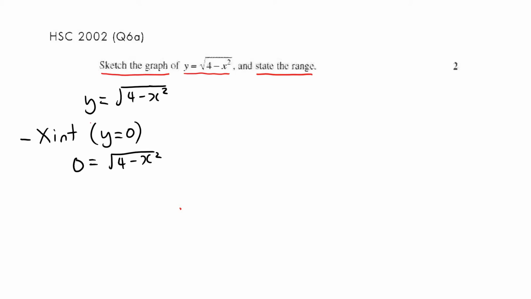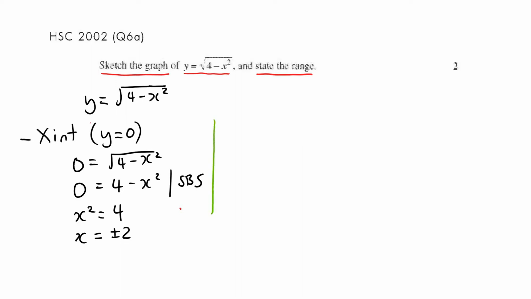So what I'm going to do is square both sides. Just write SBS as square both sides. And then I'm going to make x the subject, or solve for x. So moving it over. And now x must therefore be plus minus 2. Okay, so there's two x-intercepts in this function.